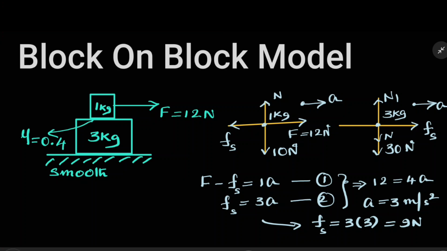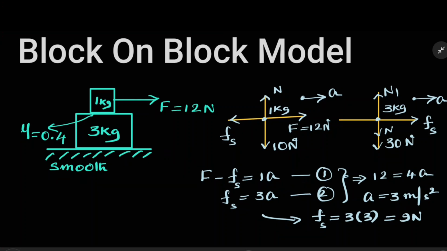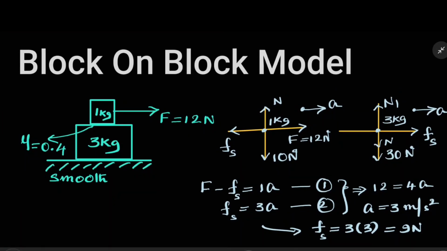So 3 into A, 3 into 3, that is 9 Newton. If friction can adjust its value to 9 Newton, then well and good. Static friction is sufficient to prevent slipping, we can conclude that both the blocks move together with common acceleration of 3 meters per second square.